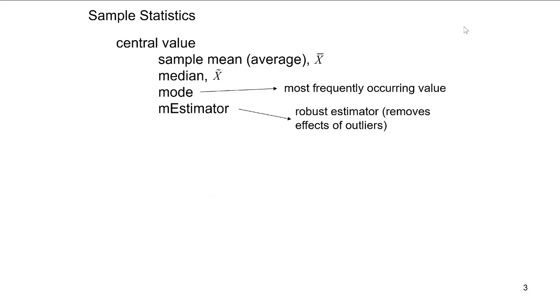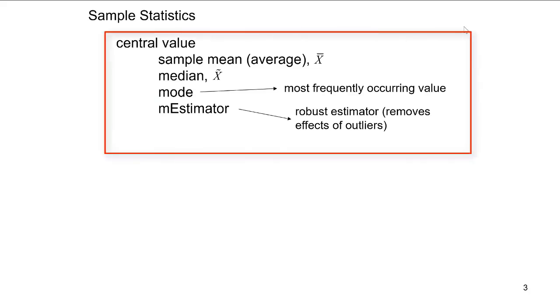Some of these you've already been exposed to. We have statistics for the central value, also known as the central tendency. The most common by far is the sample mean, also known as the average, and we see that denoted a lot of times by X bar. The median looks similar, but on top of the X we have a tilde, so be sure that you make note of that. The mode is the most frequently occurring value.